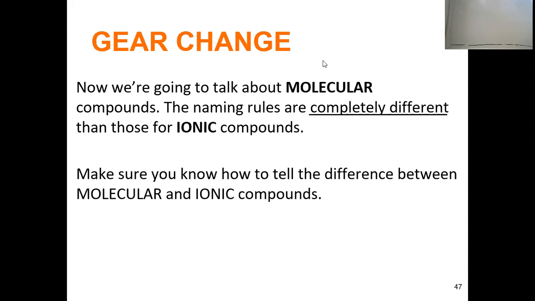Okay, here is the second half of our naming lecture. And in this part, we're going to talk about naming molecular compounds as opposed to ionic compounds. The rules between these two things are completely different. So the most important thing is to be able to successfully tell the difference between molecular compounds and ionic compounds every time you are looking at a compound. That's why we spend so much time doing it, actually.